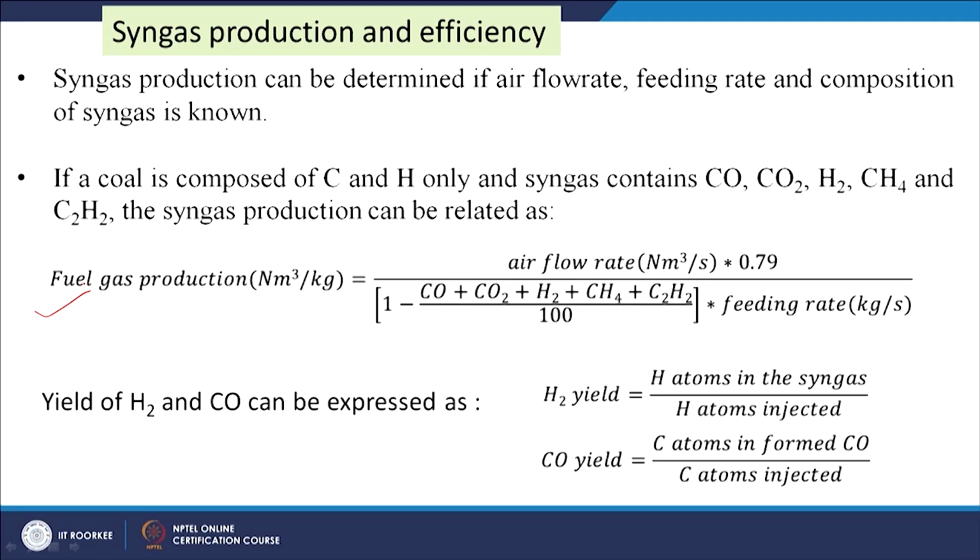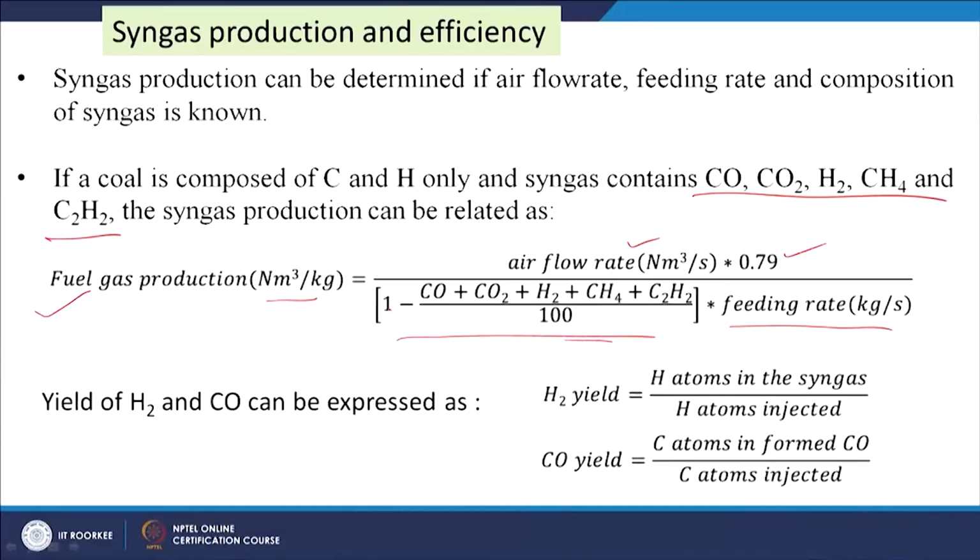That can be calculated on the basis of nitrogen balance, and the expression is: fuel gas production in normal meter cube per kg is equal to air flow rate in normal meter cube per second into 0.79, divided by 1 minus (CO plus CO2 plus H2 plus CH4 plus C2H2) by 100, into feeding rate. Now, we are assuming that the syngas contains these gases only, and does not have any sulfur or nitrogen. In that case, we use this formula.